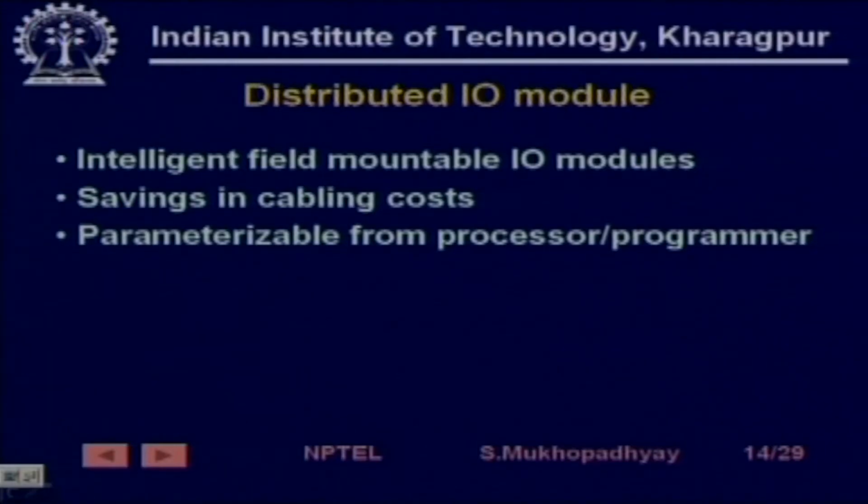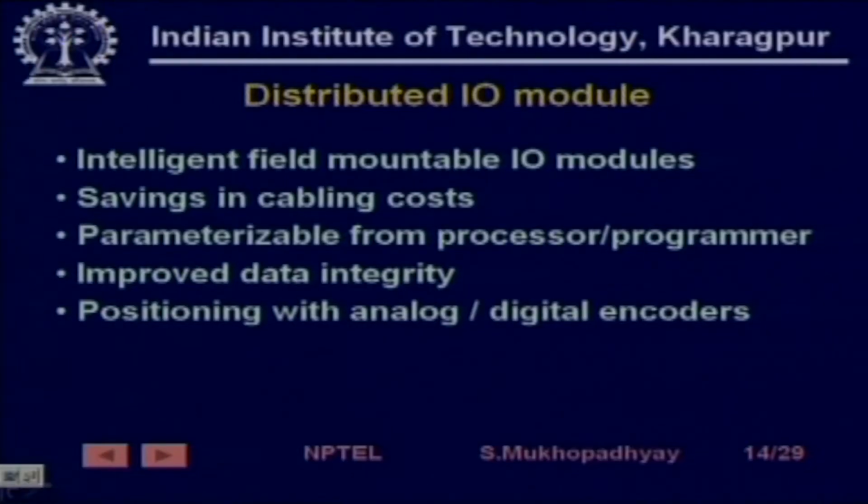Then, especially when they are on the network, they are programmable or parameterizable from a processor or a programmer. First of all, they communicate with the processor infrequently, because they are intelligent themselves and they can do much of their work. Secondly, they often communicate using digital communication protocols which are much more reliable. So, you have much improved data integrity, and your cost of cable, etc., comes down.